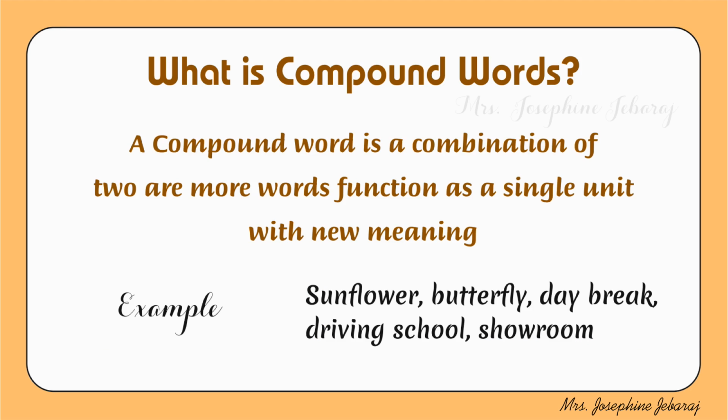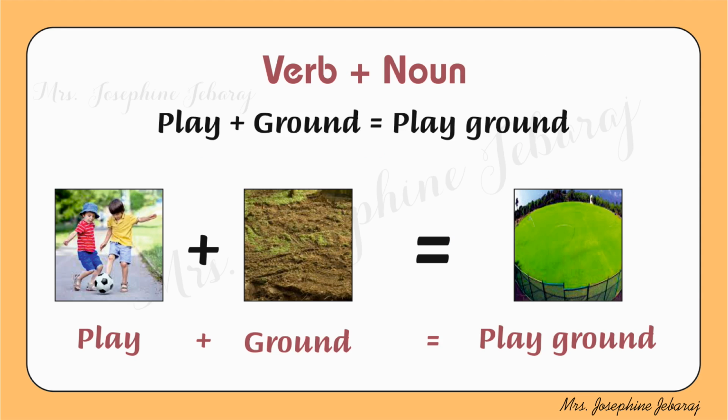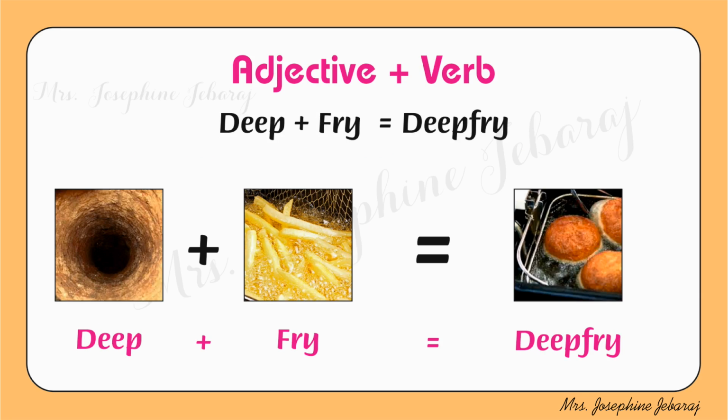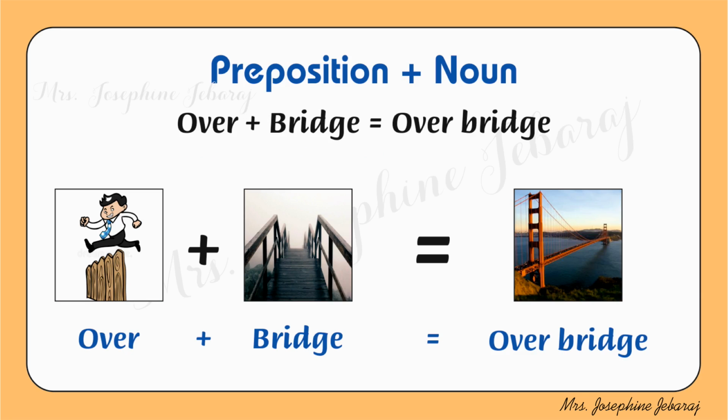Let's summarize. So far we have learned compound words mean the combination of two or more words, making a new word with new meaning. Noun combinations we have studied, verb combinations we have studied, and the combinations with adjectives we have learnt. Now we are moving on to the combinations of prepositions.